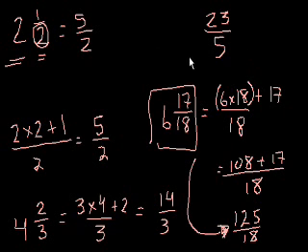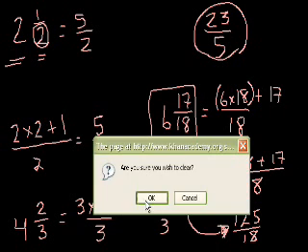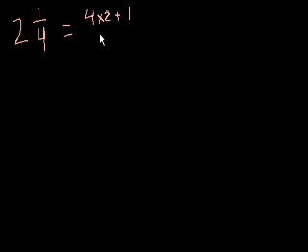Let's do a couple more. And in a couple of minutes, I'm going to teach you how to go the other way, how to go from an improper fraction to a mixed number. And this one, I'm going to try to give you a little bit of intuition for why what I'm teaching you actually works. So let's say 2 1/4. If we use the system that I just showed you, that equals 4 times 2 plus 1 over 4. Well, 4 times 2 is 8, plus 1 is 9.